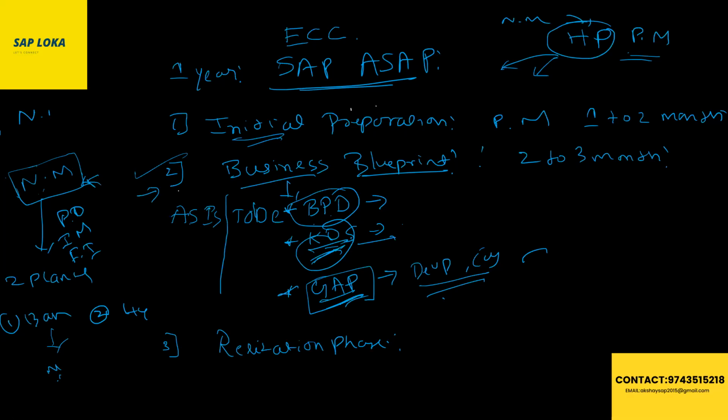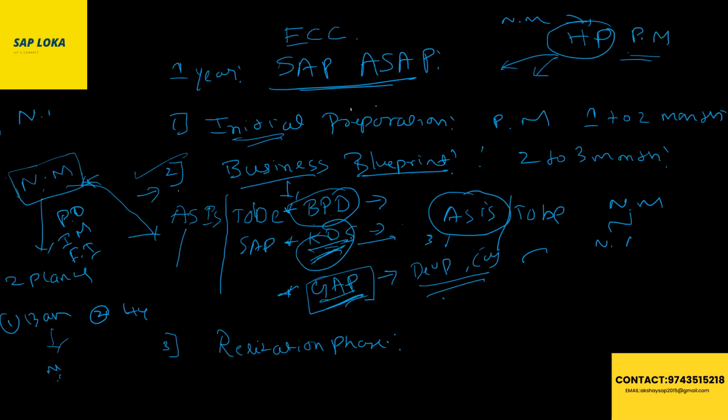As is means as it is, how these processes are there now. To be means what we need to do in SAP; like that we will prepare these documents. As is means how this process is working at Nandini Milk. For example, Nandini Milk is having three different businesses: Nandini Agriculture, Nandini Bakery, and Nandini Milk. Three businesses these people are having.